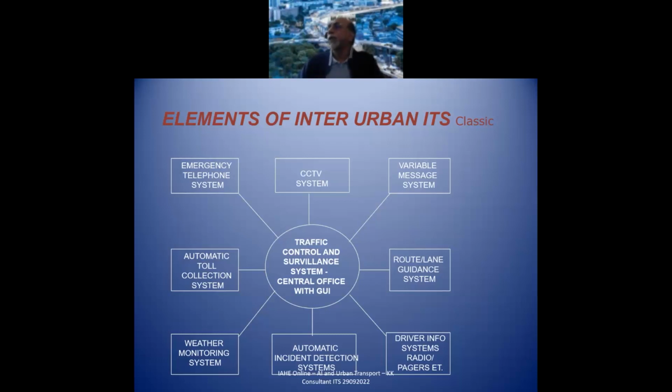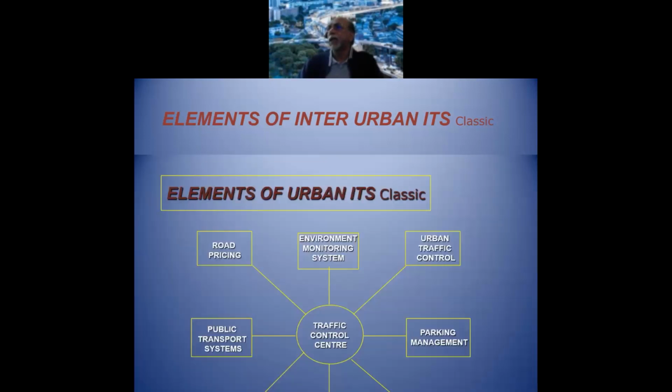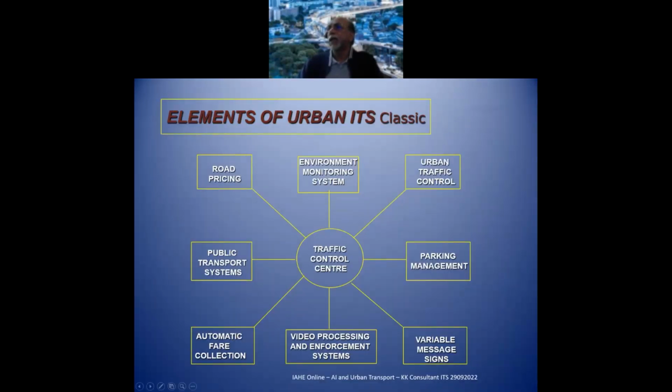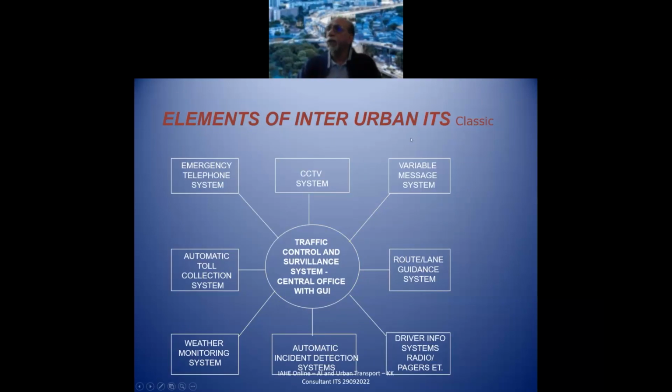The basic difference between these two is that in the urban system, everything keeps working all the time, and everything is required to work all the time, and everything is contributing to each other for the ultimate goal of better traffic management. But when it comes to the interurban system, except the automatic toll collection system, all other things are just there monitoring and coming into action only when there is an incident or there is a requirement for them to come into action. These are the basic differences.